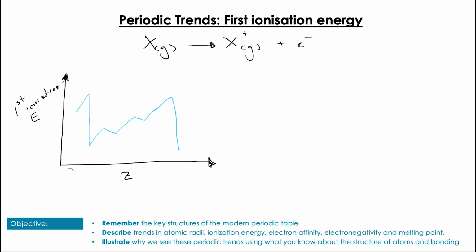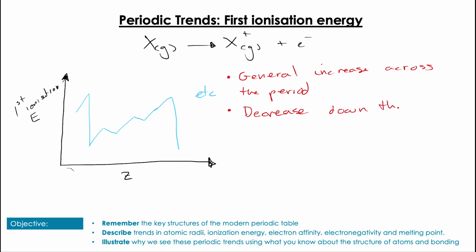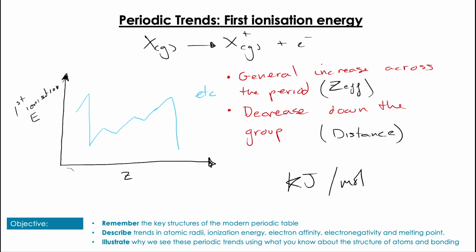For a more detailed discussion of why we see the different variations as we go across the period, you can check out the video in Unit 2. But there are two main factors at play here again: the effective nuclear charge and the number of shells, the principal quantum number. These factors are dictating a lot of these trends, as you may have noticed at this point. And the unit we use for first ionization energy, hopefully you remembered, is kilojoules per mole.